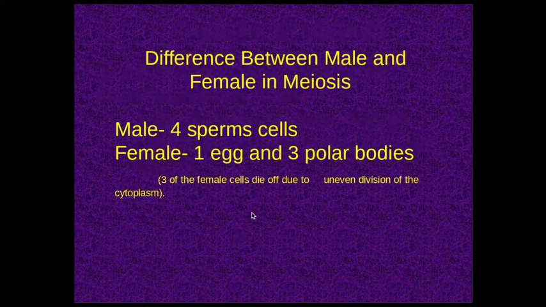The difference between male and female, all right? So a little bit different here. This is slightly different. So the difference between male and female in meiosis. So males make 4 sperm cells. Females make 4 original cells, but it ends up only being 1 egg and 3 polar bodies.